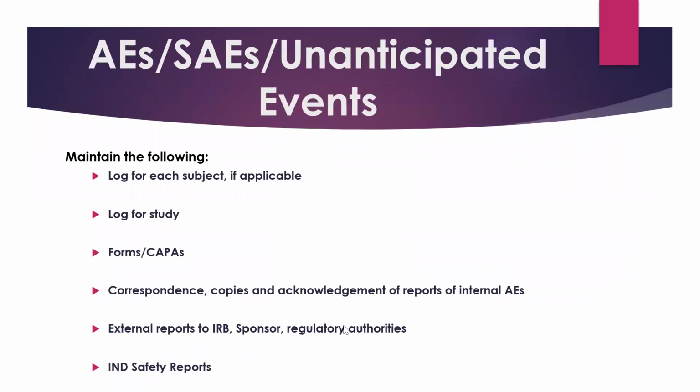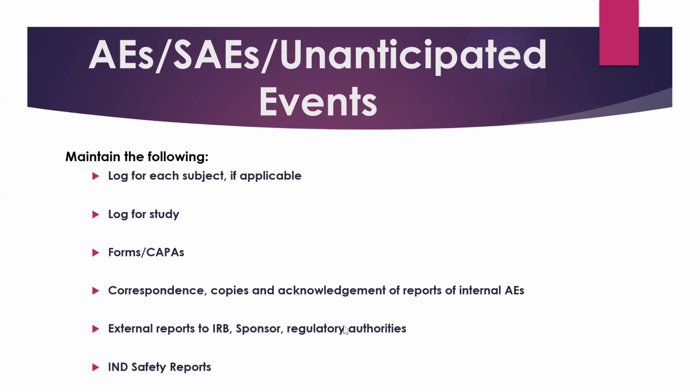You might have a log for the study. Other things that go along, especially if it's a serious adverse event or an unexpected adverse event that needs to be reportable to the IRB or to the sponsor, you might have a CAPA that goes with it. You also want correspondence, showing that you've talked to the sponsor about it, and correspondence if it's something reportable to the IRB. Also, if you have a sponsor trial where you have those I&D safety reports, you want to maintain those.